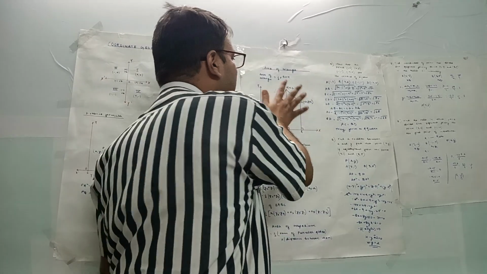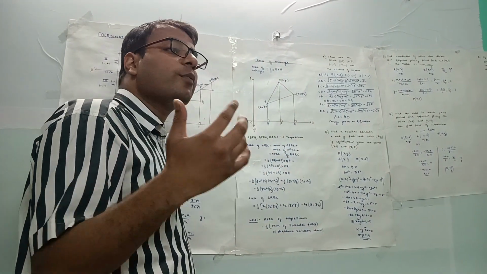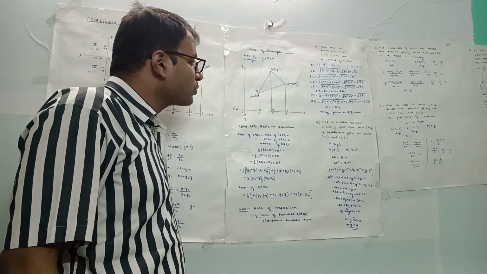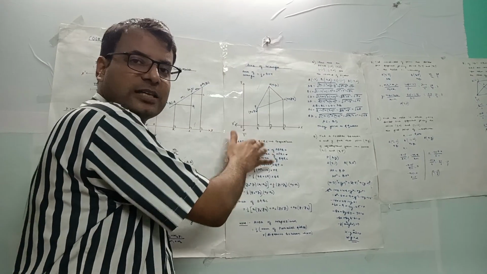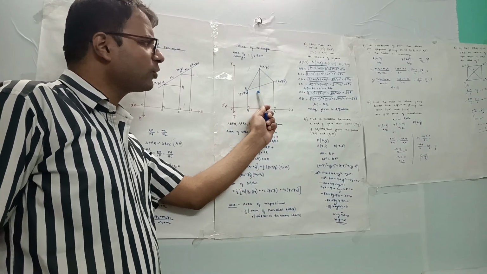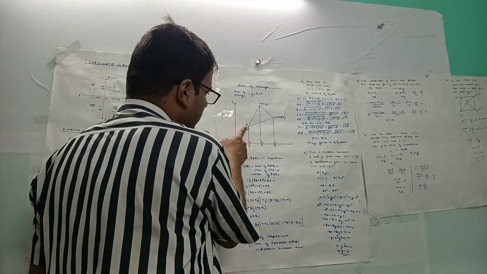Now the main thing which we are considering is this formula, the area of a triangle when the 3 points along with coordinates are given. We have to find out how this formula has been derived. The coordinates of A are (x1, y1), B is (x2, y2), and C is (x3, y3).